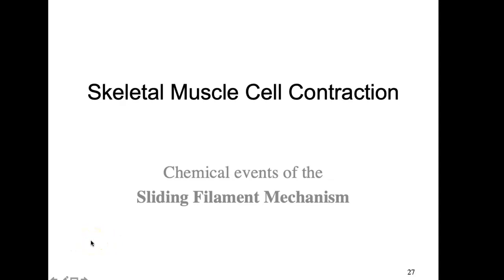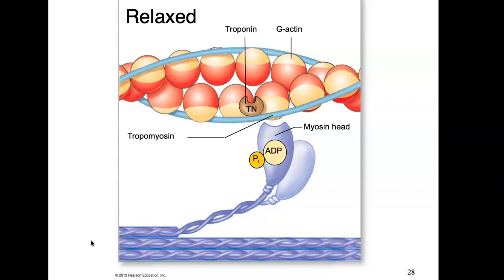Hi, welcome. Let's move on to the sliding filament mechanism, but more specifically the chemical events that go on. In this diagram, you're seeing actin and myosin, but this muscle is relaxed. So myosin is not attached onto the actin. You can see how there's a space there. Tropomyosin is blocking the location of attachment for myosin, and nothing is happening. Okay, so we're at rest here.